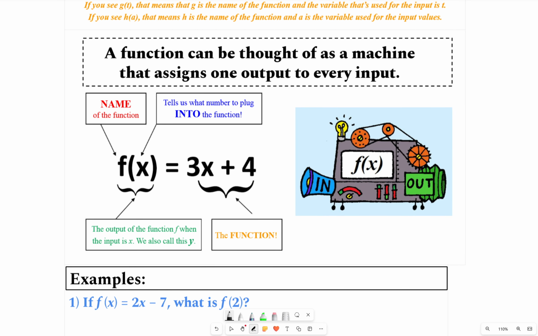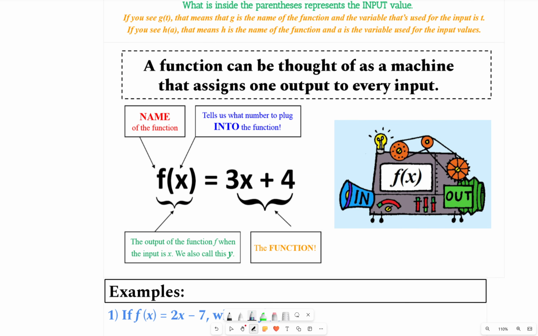So, our function machine depiction. I'll use the rainbow because it's magical what happens here. We've already discussed the name of the function is the f, the letter in front. The x, the independent variable, tells us what to plug into the function. Overall, it's the output. And this thing here, this is the function rule. This tells us what to do with an input, right?